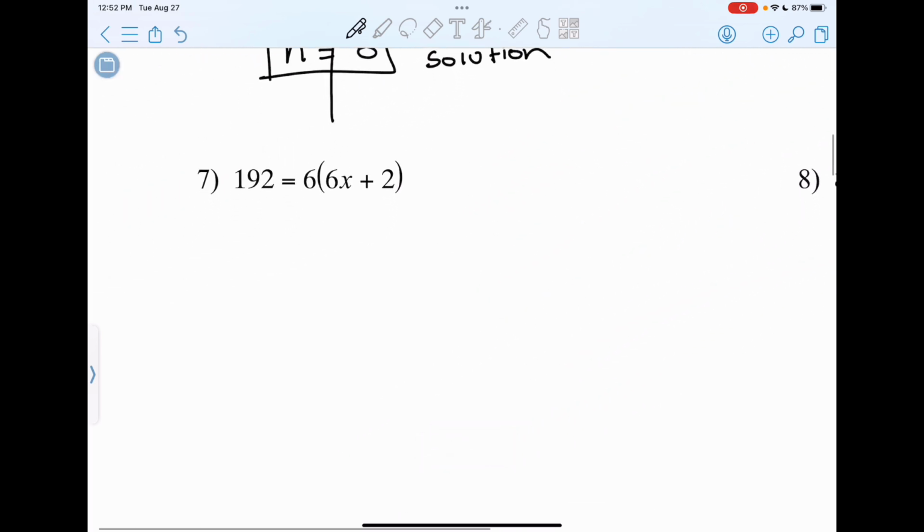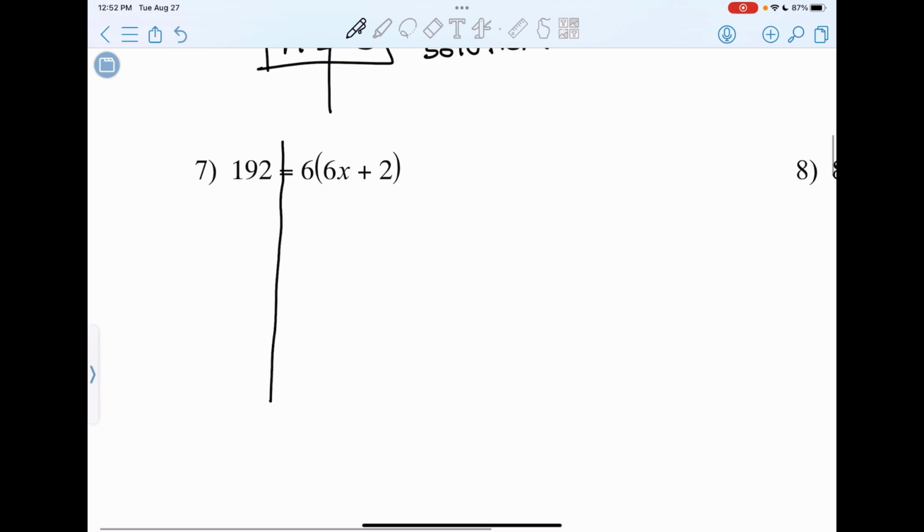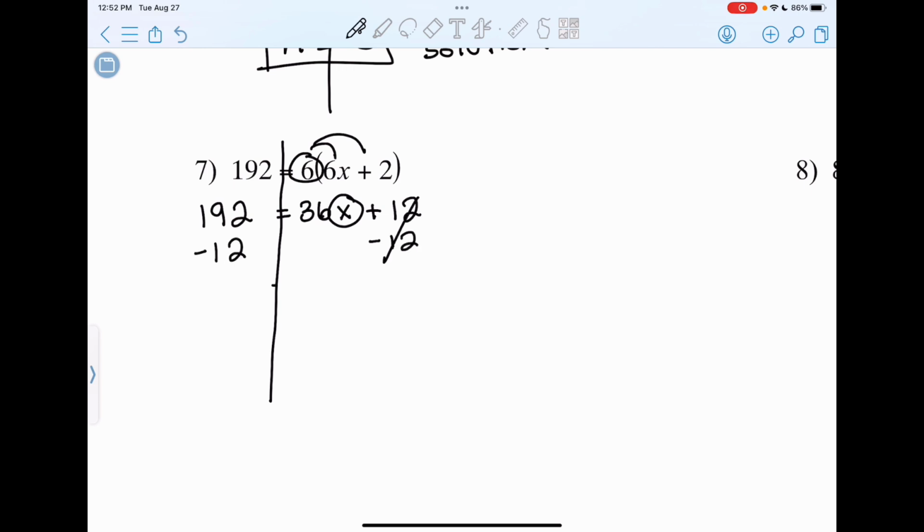Moving on to number 7. Once again, I have to double rainbow. So 6 times 6x will be 36x. And 6 times 2 is 12. In order to get x by itself, I start with what's not attached to the x, which would be the 12. The opposite of adding 12 is subtracting 12. And what I do to one side, I have to do to the other. I am left with 36x is equal to 180.